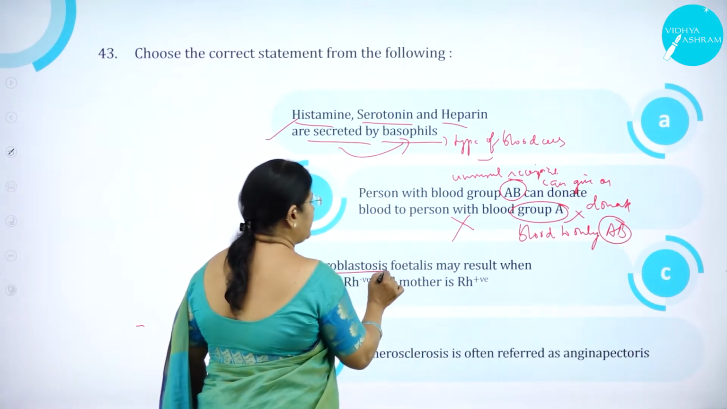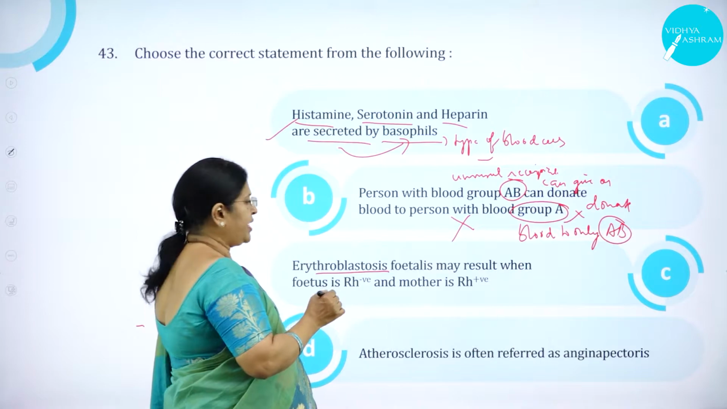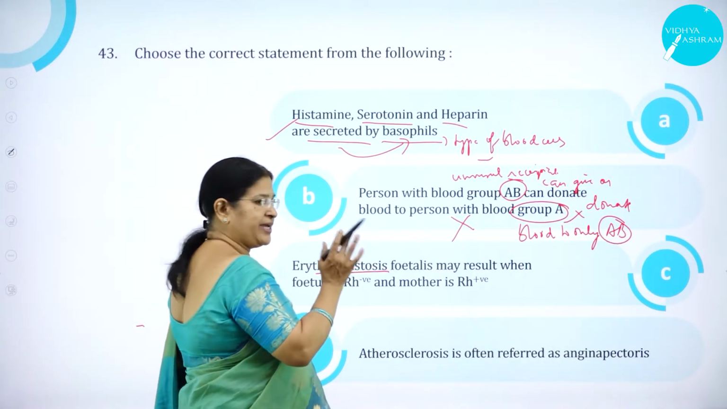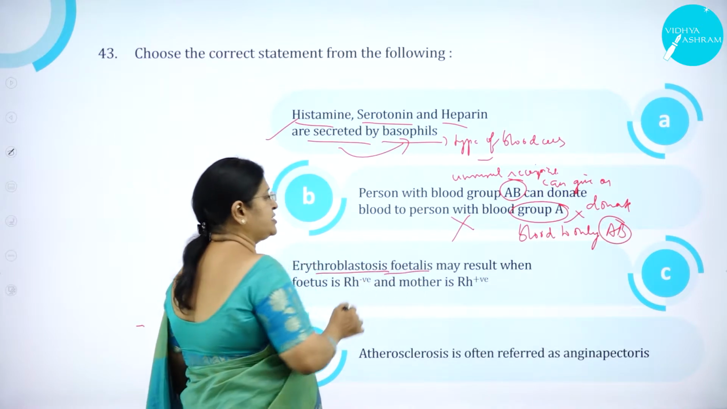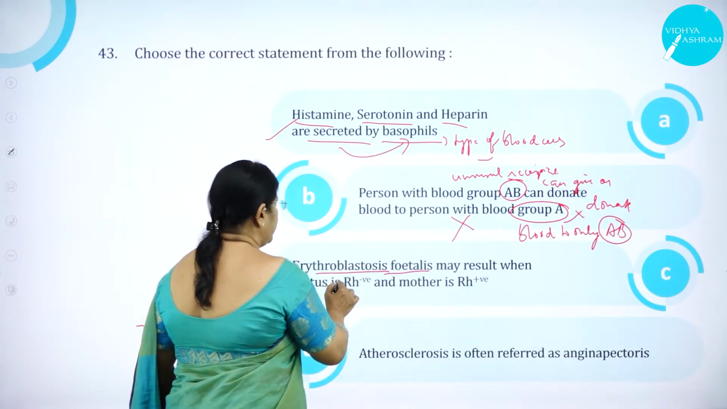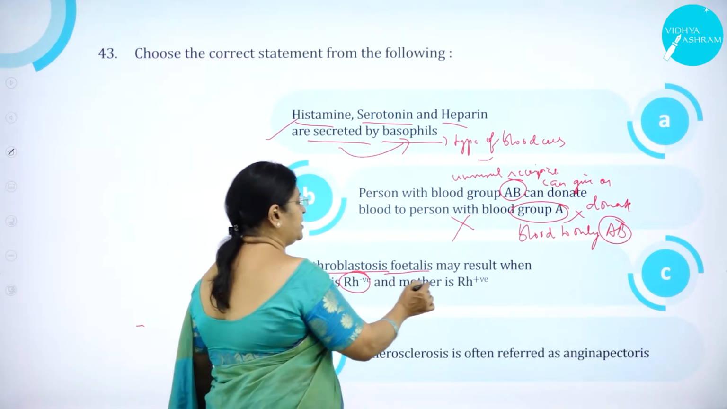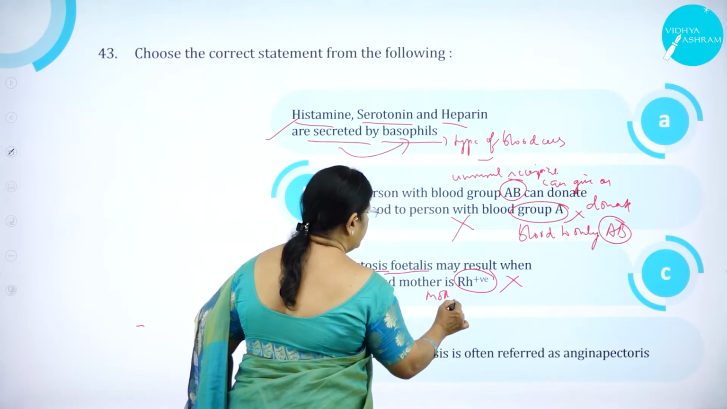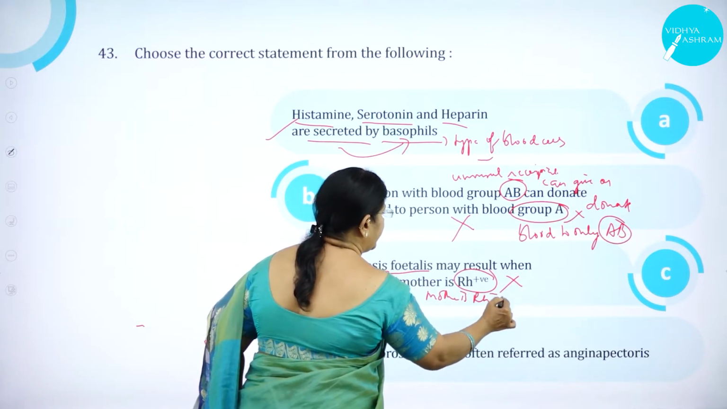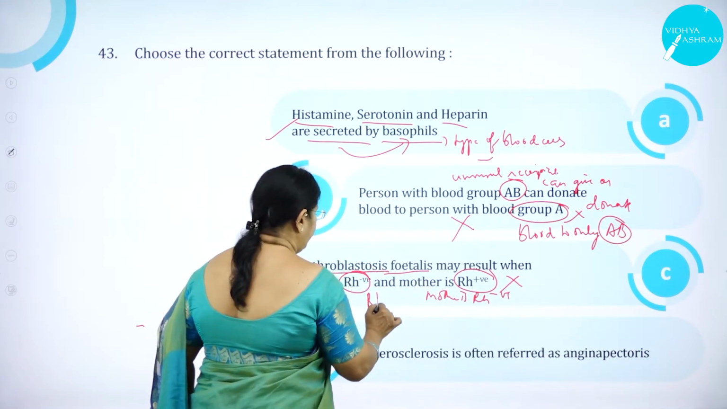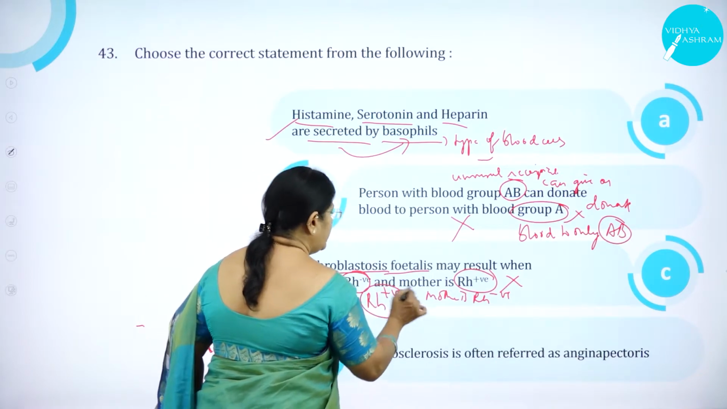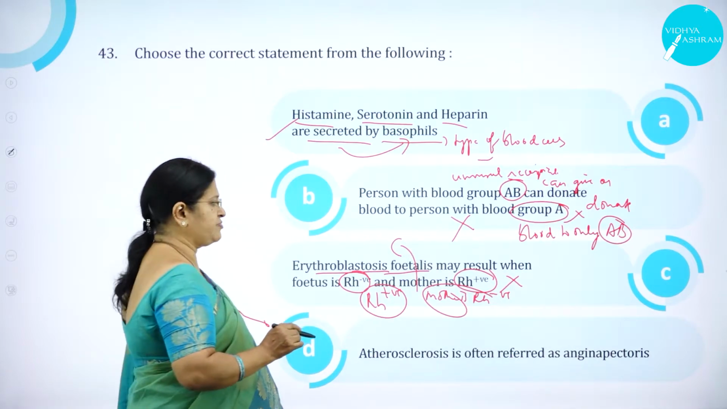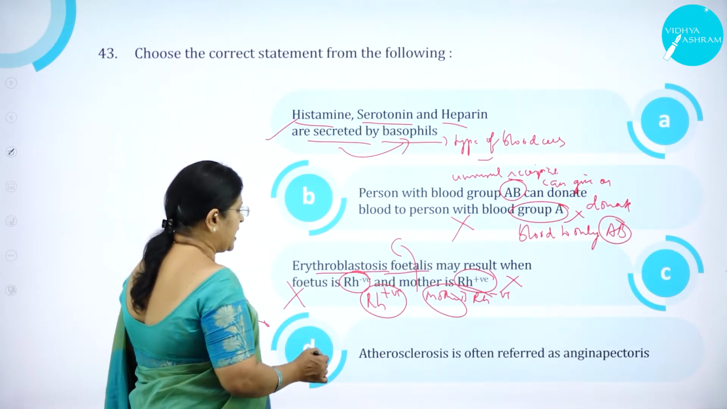Right? Then erythroblastosis fetalis. Right? So erythroblastosis fetalis, erythro means what? RBC. Blastosis means what? Breaking of RBC cells in the fetus may result when the fetus is Rh negative and mother is Rh positive is wrong. Mother is Rh negative and the fetus is Rh positive, then only this disorder is there. That is erythroblastosis fetalis. So this is wrong.